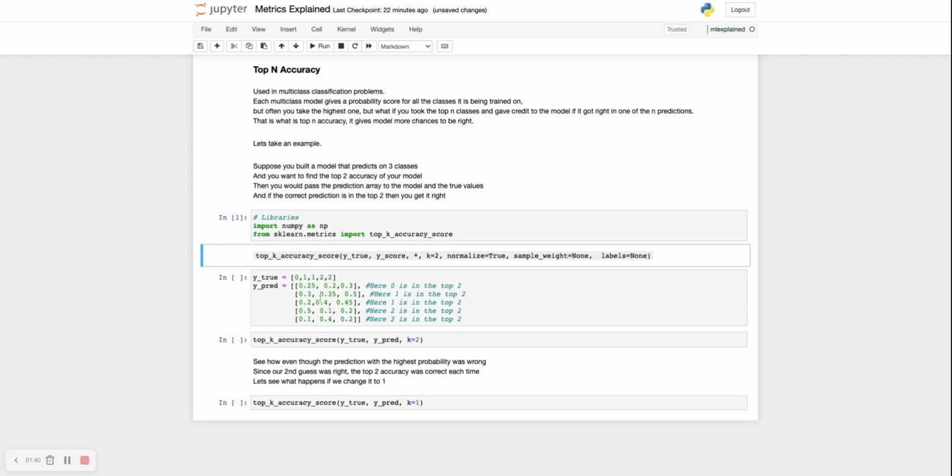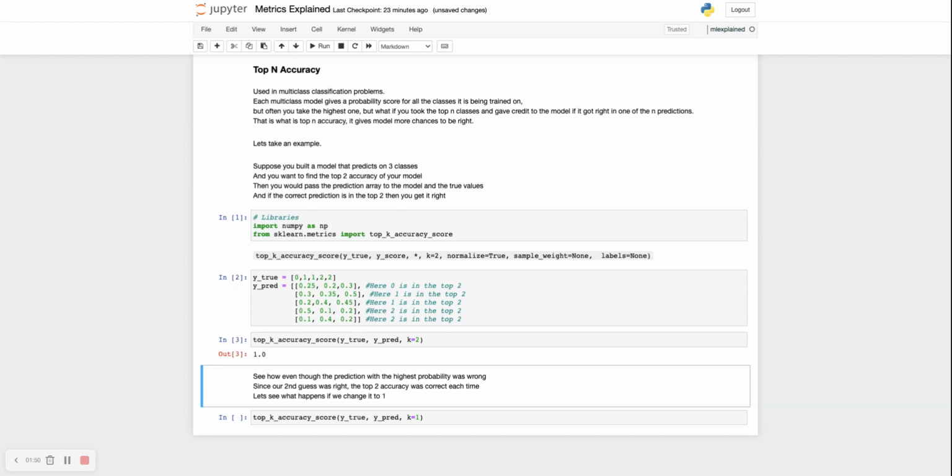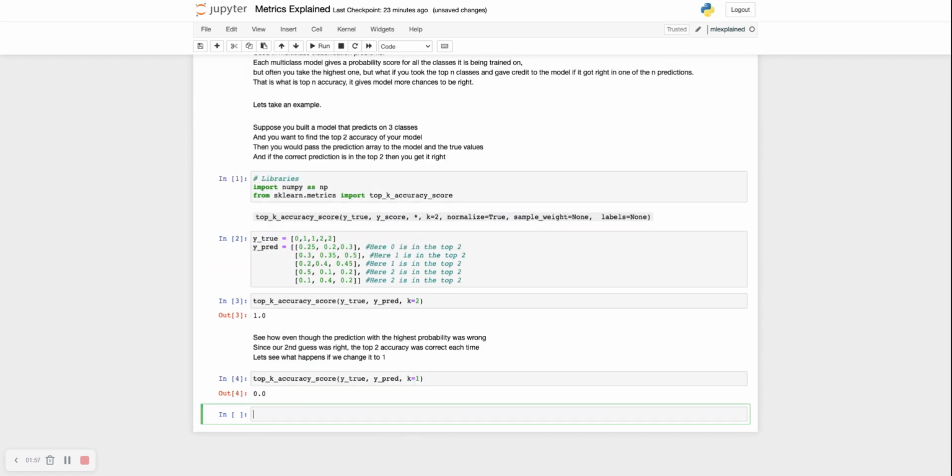1 is the correct one, second highest probability. 1 is the correct one, second highest probability. 2 is correct, second highest probability. And again, 2 is correct, second highest probability. But let's see the top k score. It's 1 because it is in the top 2 all the time. Let's say we change k to 1, then the score is 0 because it was not correct in any of the instances.